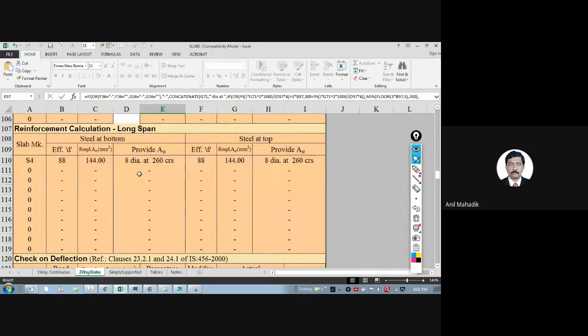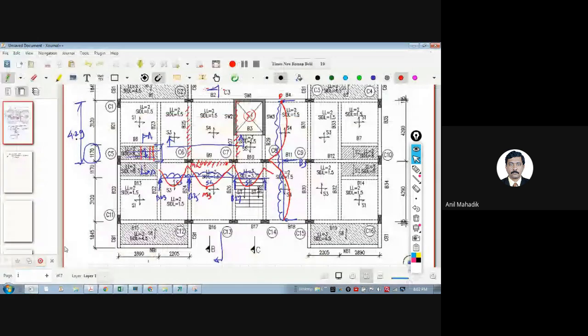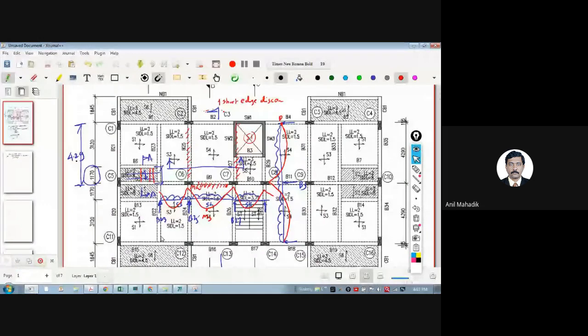And here long span moment is also there. So long span steel at bottom is 8 at 260 and steel at top is 8 at 60. Now which of these are long span and short span? Let's go on our case. So whatever I am discussing, the MH that I am saying, this MH is for long span or short span? It is the negative moment, support moment. Short span.